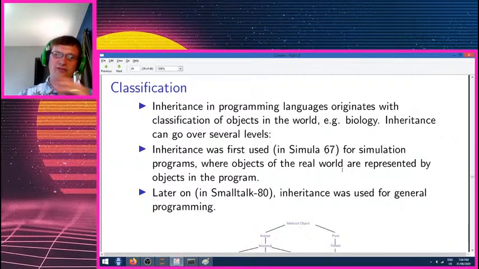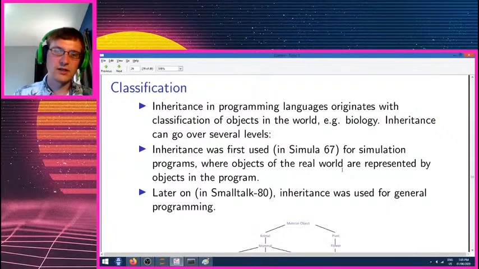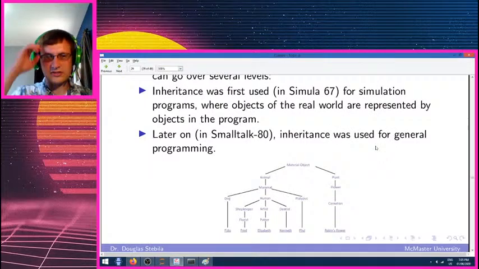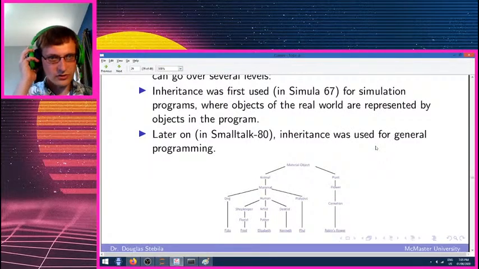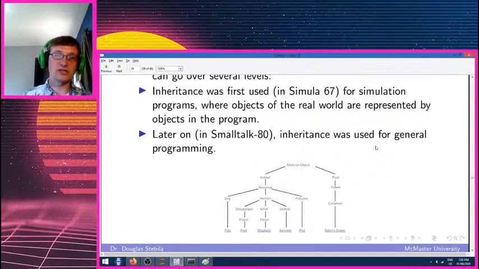Anyway, the idea of inheritance was first used in a programming language called Simula 67, which should tell you how old it is, because they mean 1967, for simulation programs where objects of the real world were represented by objects in the program. These were some of the first attempts we made at generation of artificial reality. It turned out that other areas of computation were more useful. Later on, in Smalltalk 80, inheritance was used for general programming.